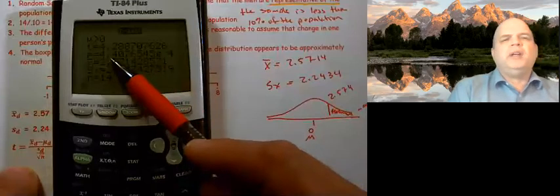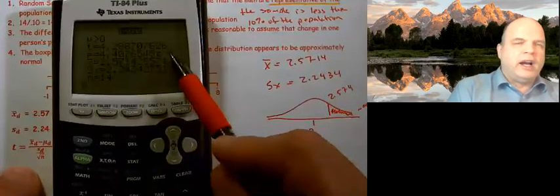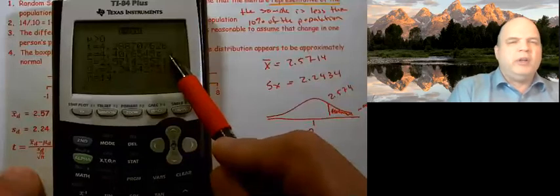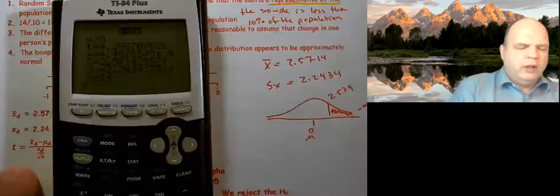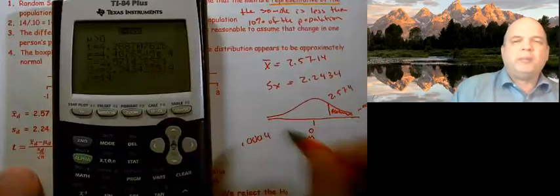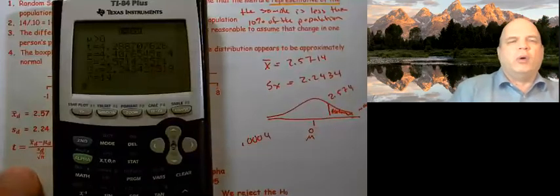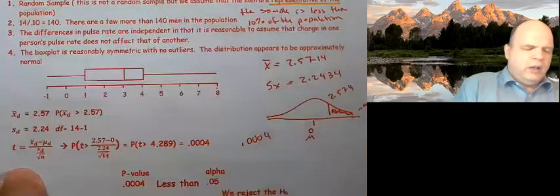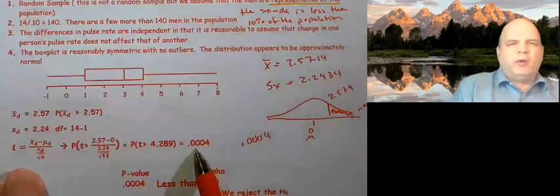And be really careful. We will never have a p-value greater than 1, but this one looks like it is. But if I look, I have e to the -4. So that means I need 3 zeros in front. So this is really going to be 0.0004. So my p-value is 0.0004.